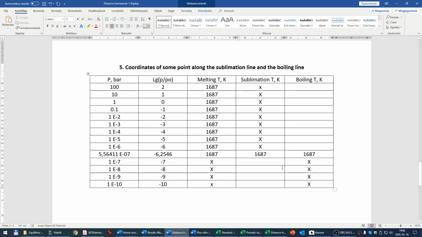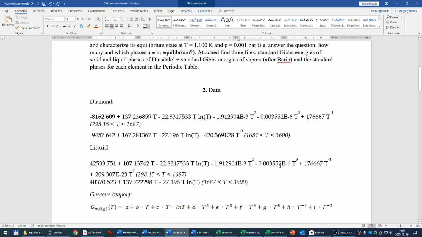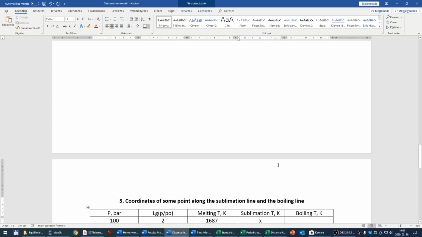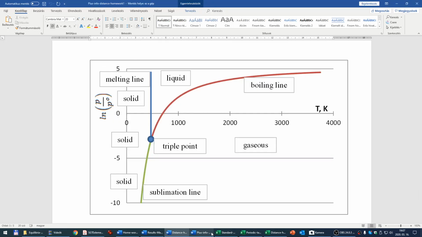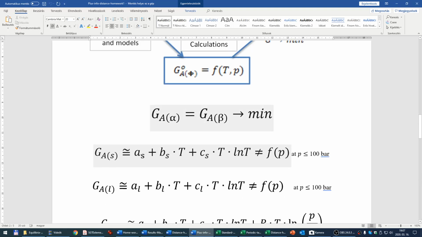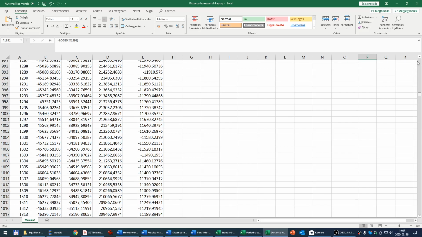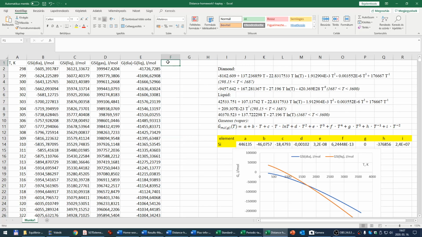First, let's talk about the sublimation line. What is the sublimation line? This is the equilibrium between the solid and the liquid. Sorry. Sublimation line, solid and the gaseous state. So the mole Gibbs energy of the solid and the gas must equal at given pressure. So I must now add the new column P in bar.